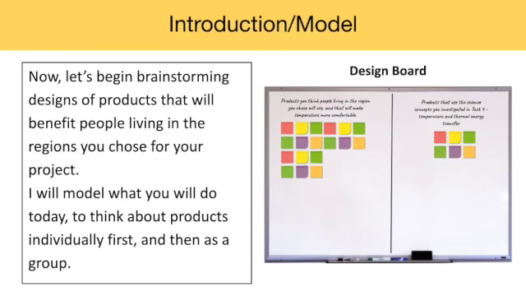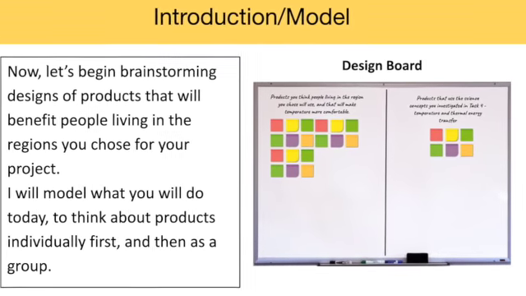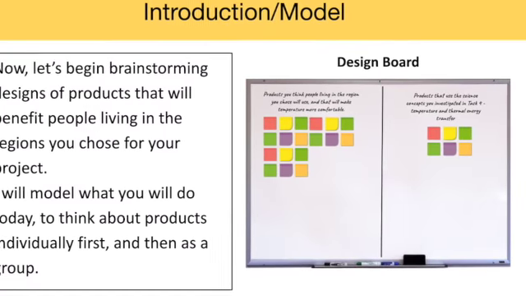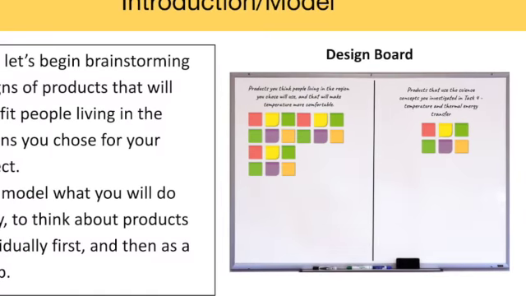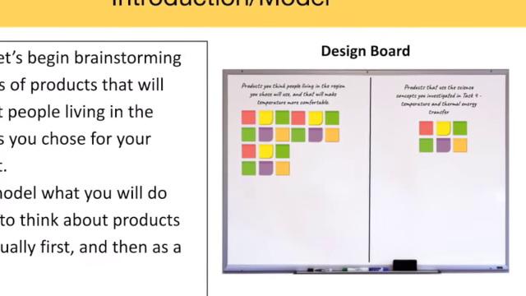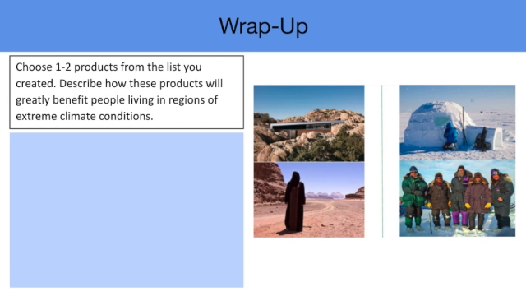Then it's time to get brainstorming. Students will create a design board in the student handout using Google Drawing. A separate video included with the slides for day 48 models this process, as well as the process of group brainstorming on day 49. Wrap up day 48 by asking students to pick 2 of the products from their list and explain how those products might benefit people living in areas with extreme climates.